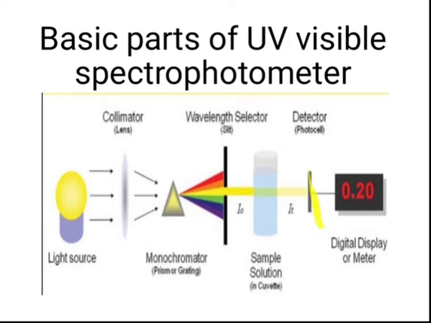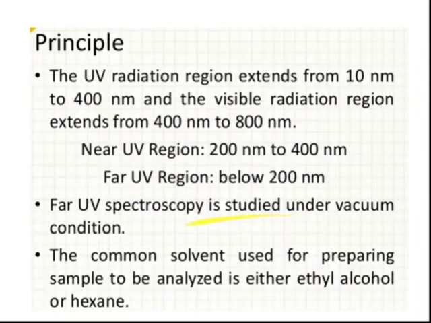Here is the detector, which is a photovoltaic cell, always used as a detector in the ultraviolet visible spectrophotometer. And this is a digital display or meter. That means this is a readout device, and simply the machine is computer controlled. And the principle of UV visible spectrophotometer is simply the absorption of light, and there is an emission of a certain amount of light, or two processes occur simultaneously.